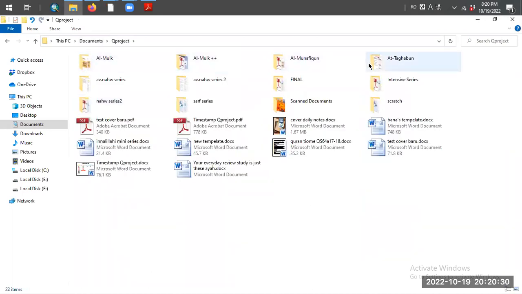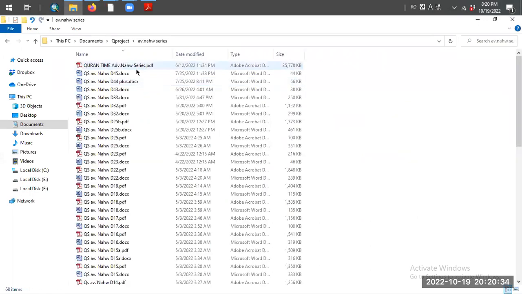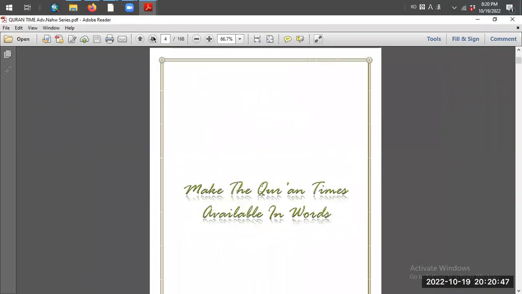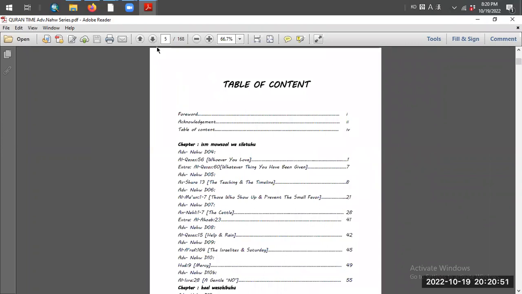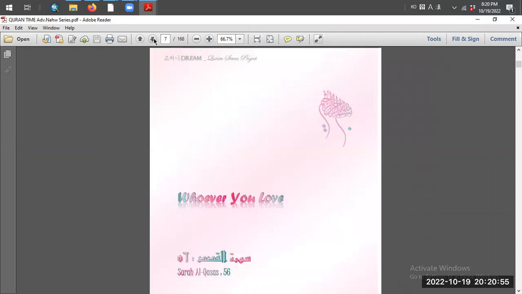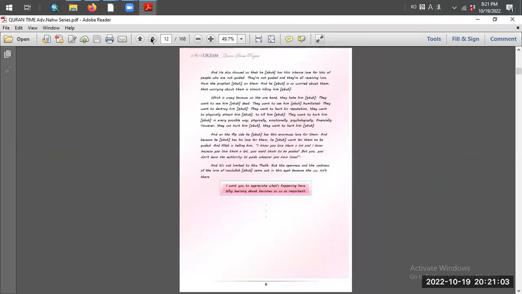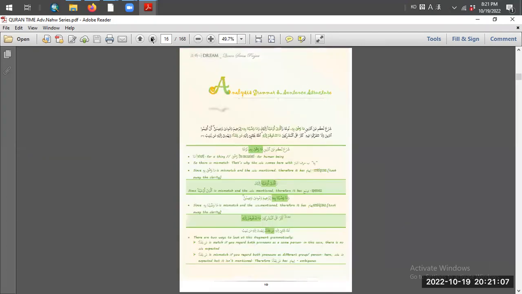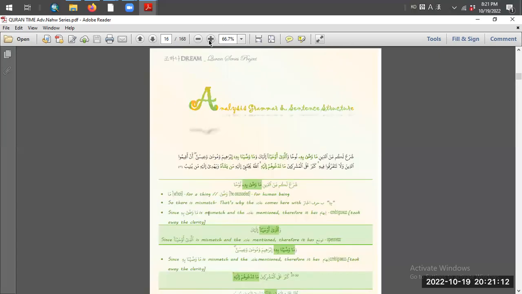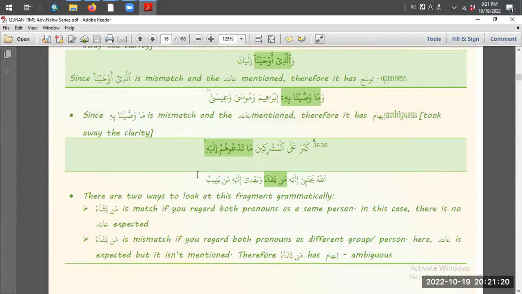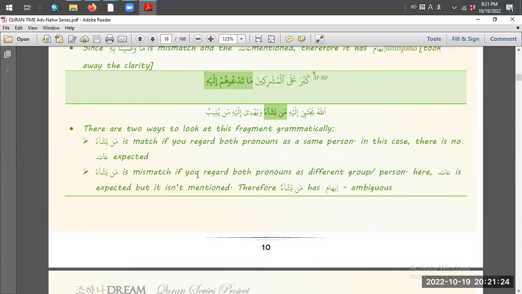Let's see, we have something here. It is advanced Nahu. Okay, Quran time. Advanced Nahu. Is the mowsool wasilatul mowsool? Let's see the first one. Whoever who loves us, so beautiful. No, I think this one. Okay, let's see. In fact, I sent an email to Ustad about this, but the answer is not really clear. Ustad gave the example man yasha'u.